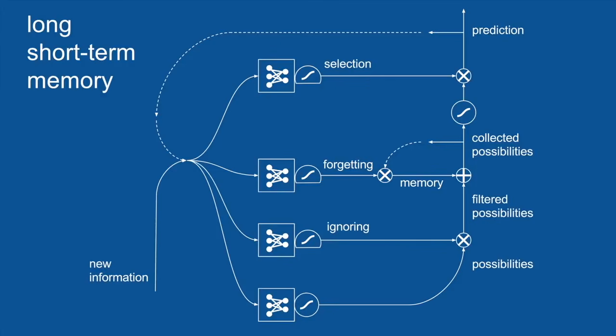And the only other piece we need to add to complete our picture here is yet another set of gates. This lets us actually ignore possible predictions, possibilities as they come in. This is an attention mechanism. It lets things that aren't immediately relevant be set aside so they don't cloud the predictions in memory going forward. It has its own neural network and its own logistic squashing function and its own gating activity right here.